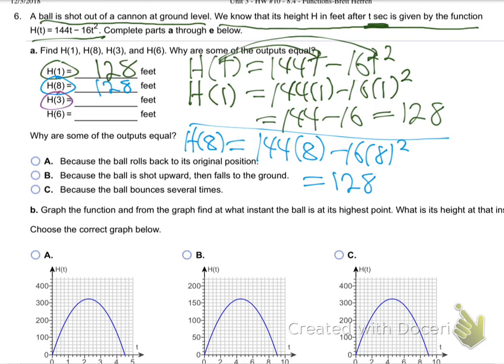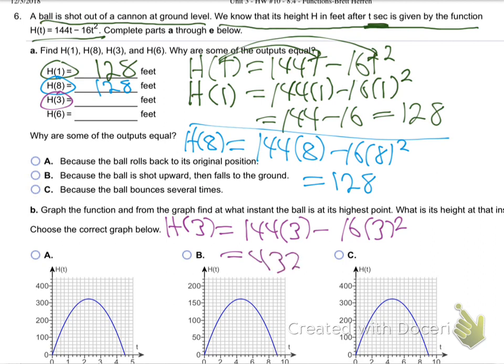Let's try h of 3. Plug in 3 for t. And so hit the buttons on your calculator. This is 432 minus, let's go 16 times 9, 144. And I'm getting 288 feet. The cannonball's 288 feet high after 3 seconds.